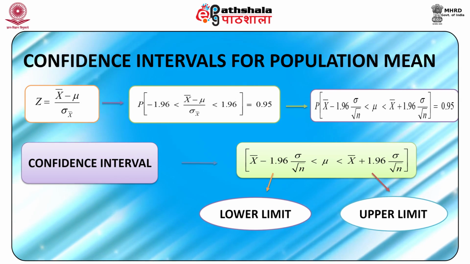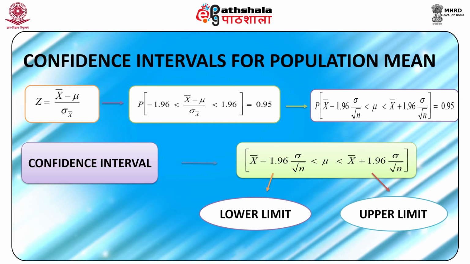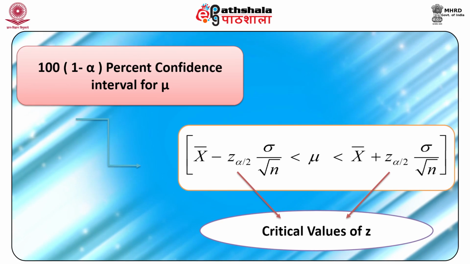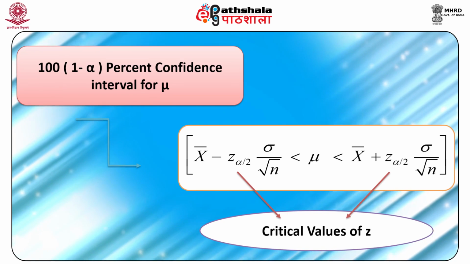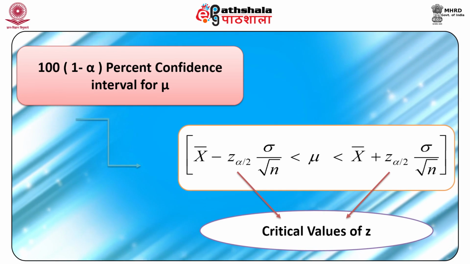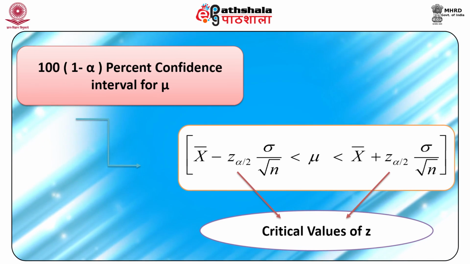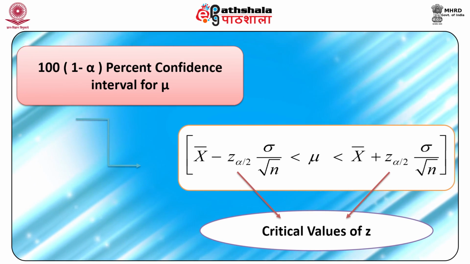X bar minus 1.96 into sigma upon root n and x bar plus 1.96 into sigma by root n are known as the lower and upper confidence limits of the interval respectively. The confidence limits are obtained by substituting the inequality sign, which is the sign of less than, by equality in the confidence interval. The width of the interval is nothing but the difference between the two limits, which equals 2 into 1.96 into sigma x bar.